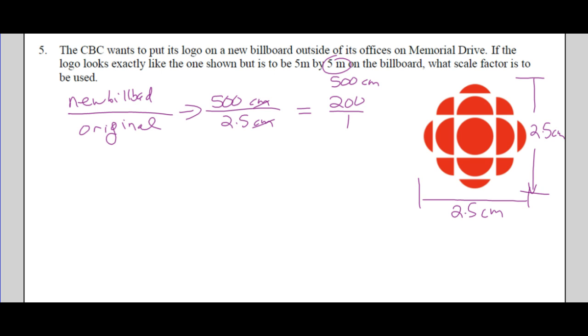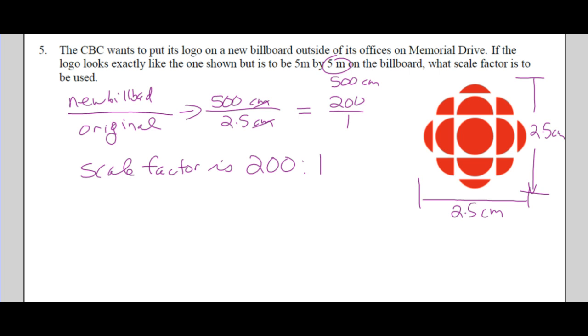It tells you, well, for every 1 unit on the original, you're going to have 200 units in real life, right? So for every centimeter on the original, we're going to have 200 centimeters in real life. Okay, so that's the scale factor. So when we say the scale factor is 200 to 1. Okay.